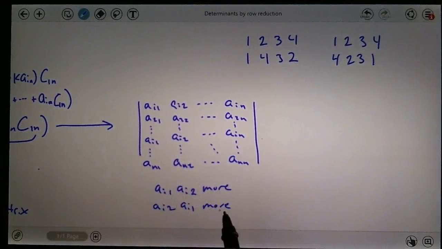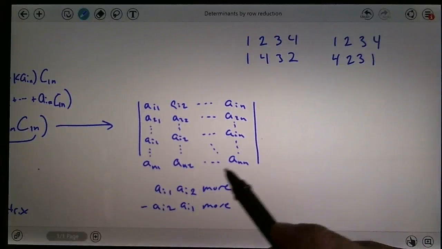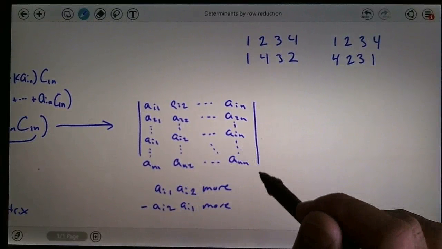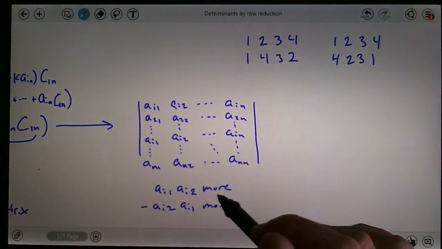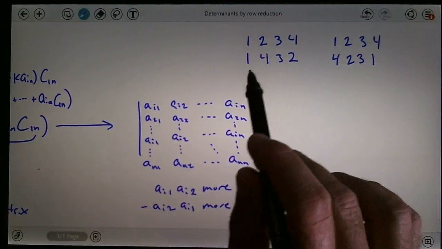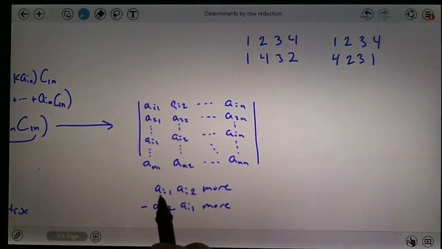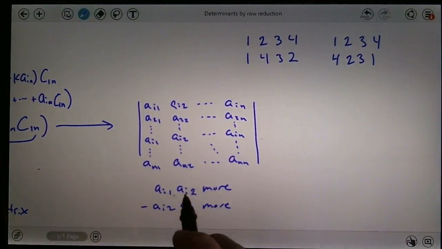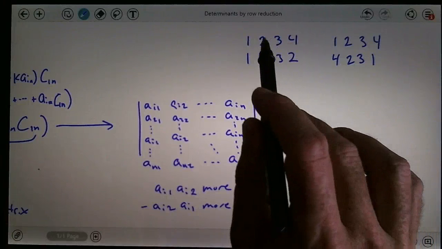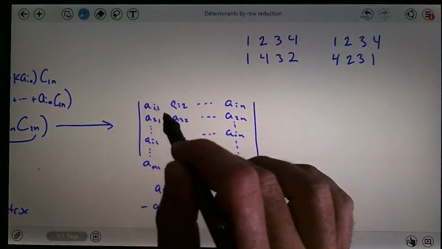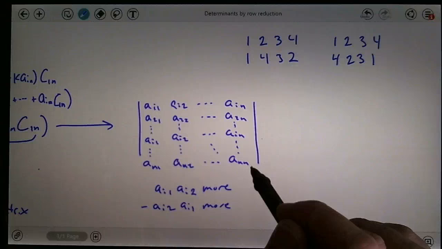However, these two are the same, and I want to argue that they'll be the same with opposite signs, and so they'll cancel out. In a previous video, I talked about these elementary products. I looked at when you've got them all listed here, whatever's in the first row, second row, third row, and you look at what columns they come from. I look at these columns, 1, 2, 3, 4 would be going right down the diagonal.